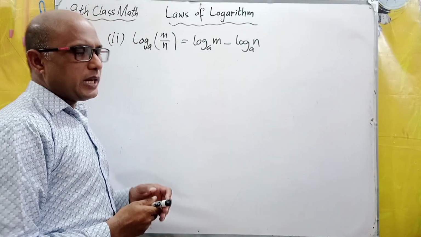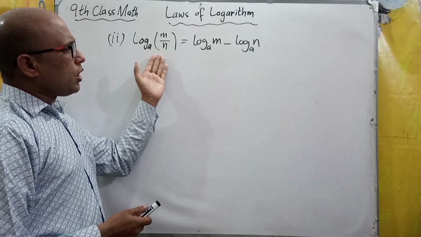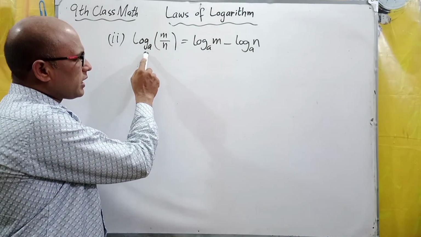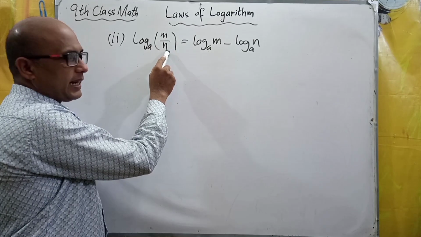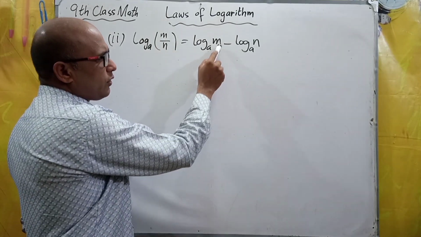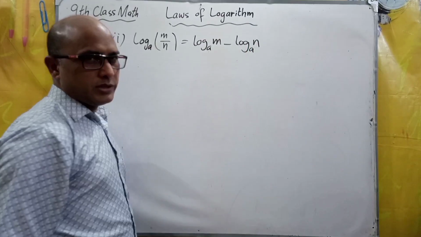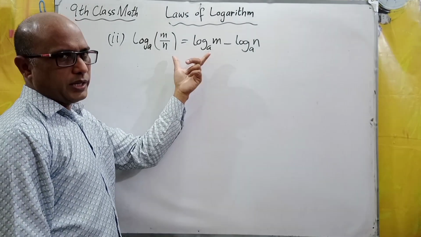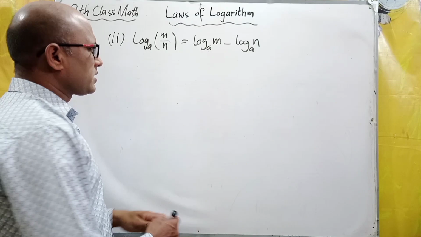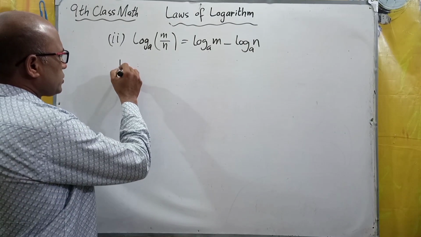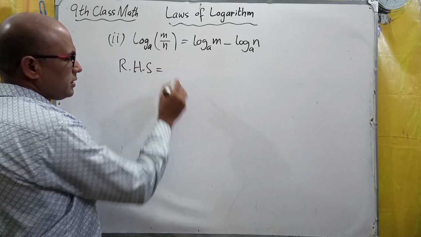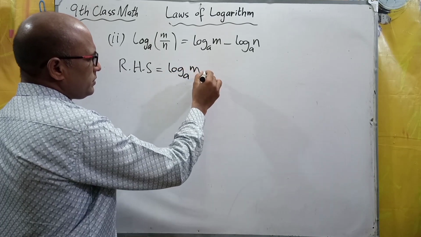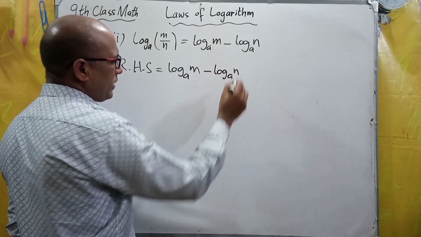Okay students, now we have to prove second law of logarithm. In the statement of the second law, it is written log a of m over n is equal to log a of m minus log a of n. Students, we have to prove again both sides should come equal. So we'll take this side first. So we'll write right hand side: log a of m minus log a of n.